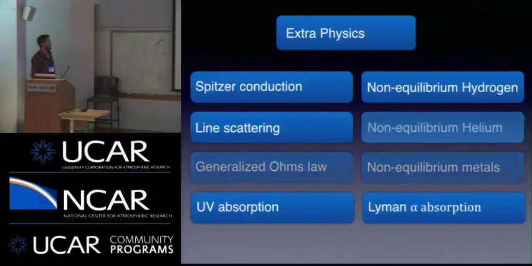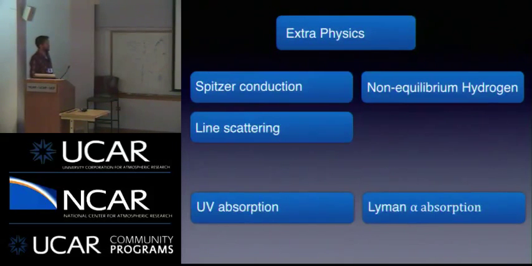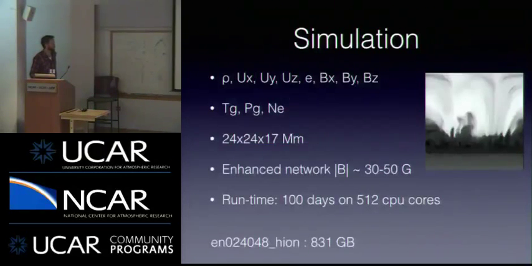But in the experiment that's included here in the data set, these are the ones that are included. The simulation itself outputs a number of variables, and these are the primary variables that come out. It's the density, the velocity, the internal energy, and the magnetic field. It also exports the temperature, the pressure, and the electron density.